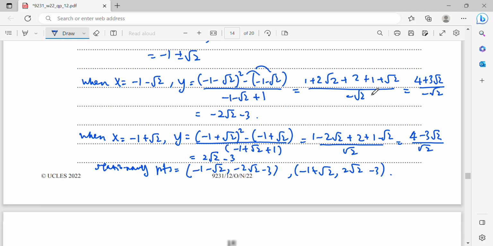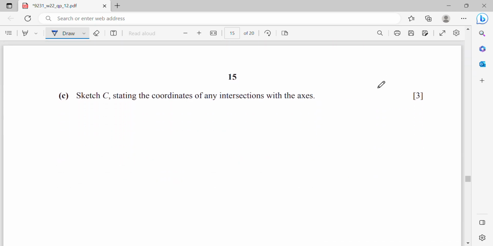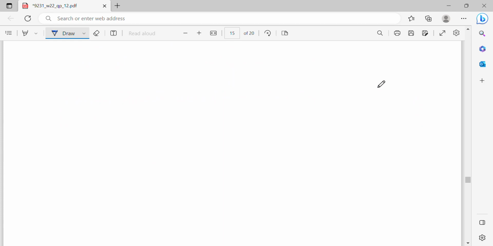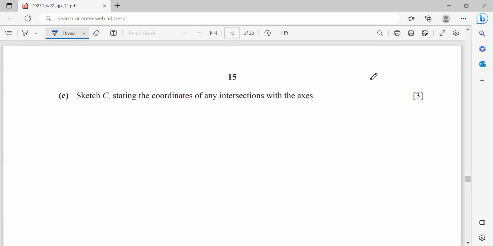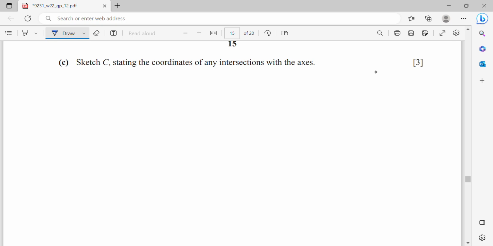Okay, so now sketch, stating the coordinates of any intersections with the axis. So now we need to sketch. Just now we found the oblique asymptote. Okay, so we have to draw using a ruler.